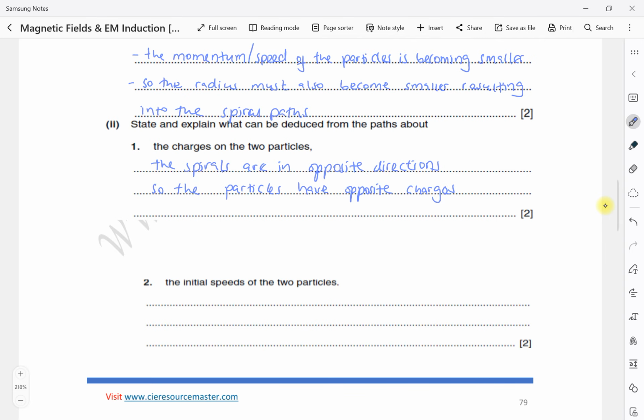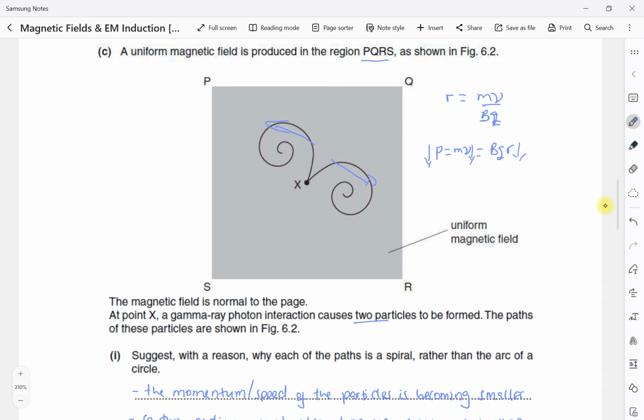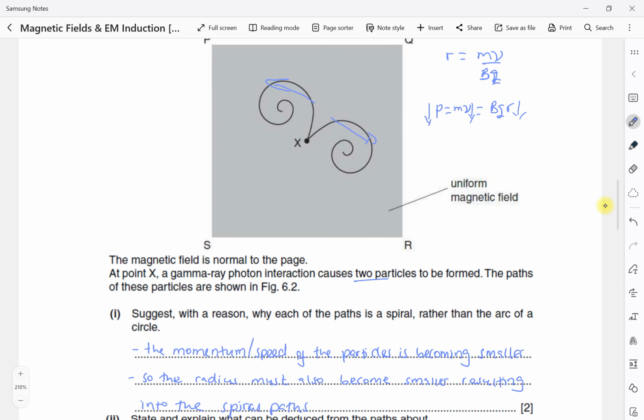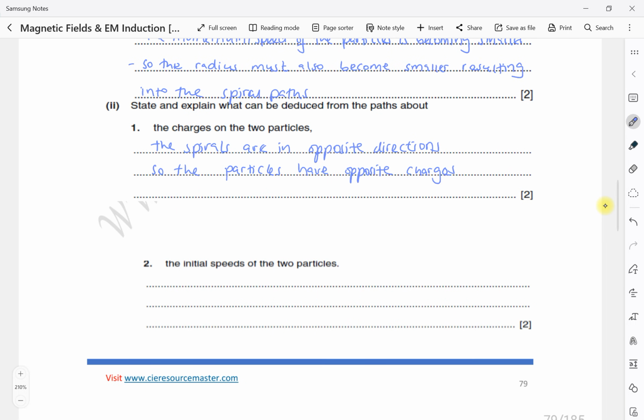Now notice that all the particles start from the same point, and the radius of the path is almost the same from the start, which means that they must have started with the same initial speed, because we see that speed is directly proportional to the radius. So the initial radii of the paths are equal.